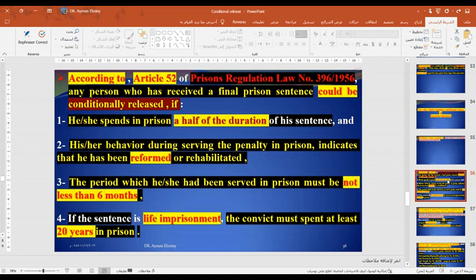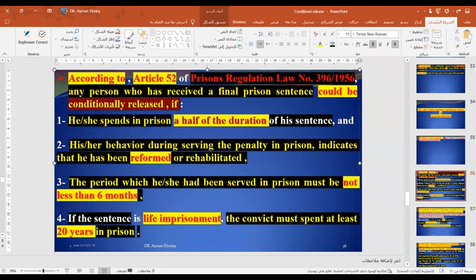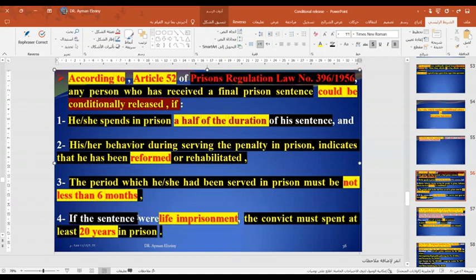طيب if the sentence were life imprisonment, the convict or the inmate in such case must spend at least 20 years in prison. فاظل المواعيد دي كويس قوي لان شور جاي في الامتحان. يبقى الاول لازم يقضي نص فتره العقوبه. شريطه نص فتره العقوبه دي ما تقلش عن 6 شهور.